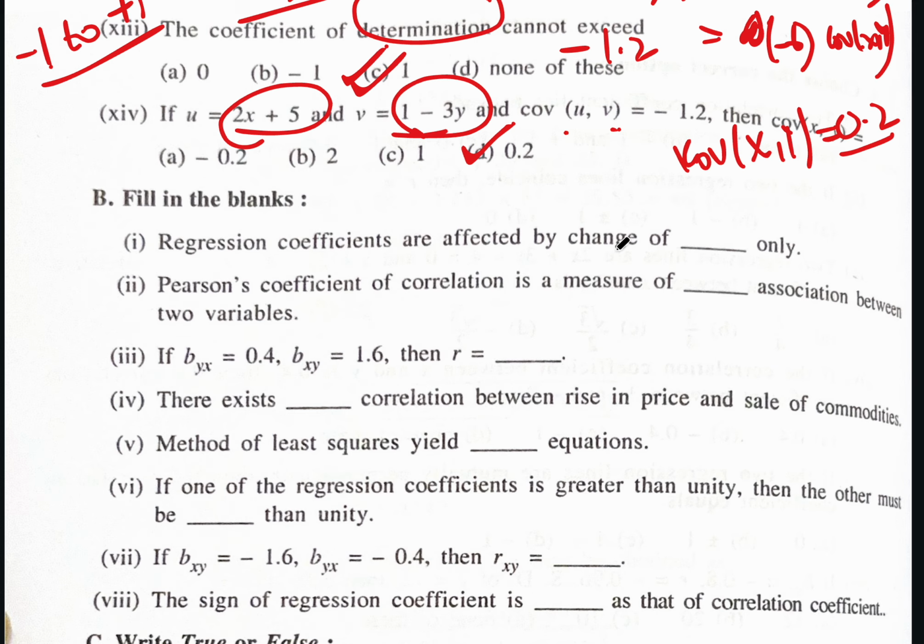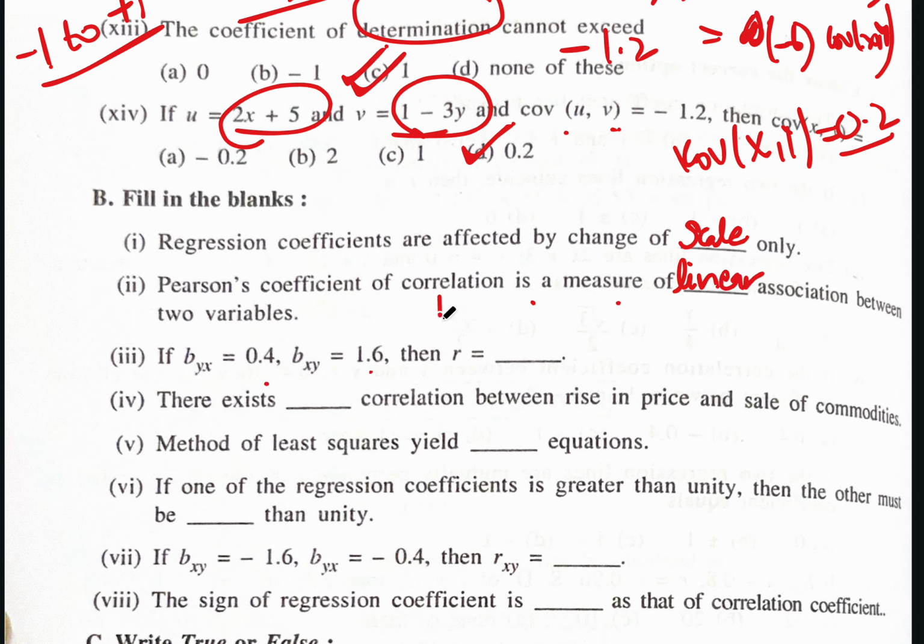Regression coefficients are affected by change of dash only. I think scale only. Yes, so it's scale. Pearson coefficient is a measure of dash. Coefficient of correlation is a measure of dash linear association. Right, yes. Linear association.